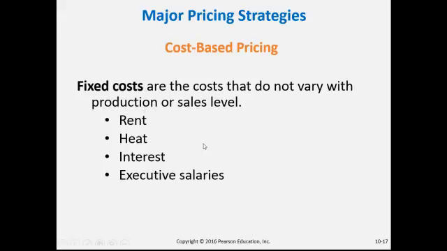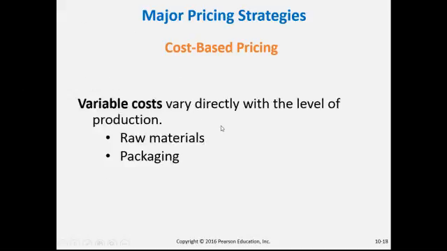So these overheads are costs that do not vary with production or sales level. And variable costs vary directly with the level of production, for example raw materials, packaging. Each product produced by the company involves a cost of the product, for example the raw material and the packaging.